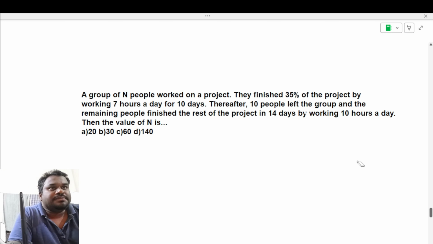A group of N people worked on a project. They finished 35% of the project by working 7 hours a day for 10 days. Thereafter, 10 people left the group and the remaining people finished the rest of the project in 14 days by working 10 hours a day. Then the value of N is?